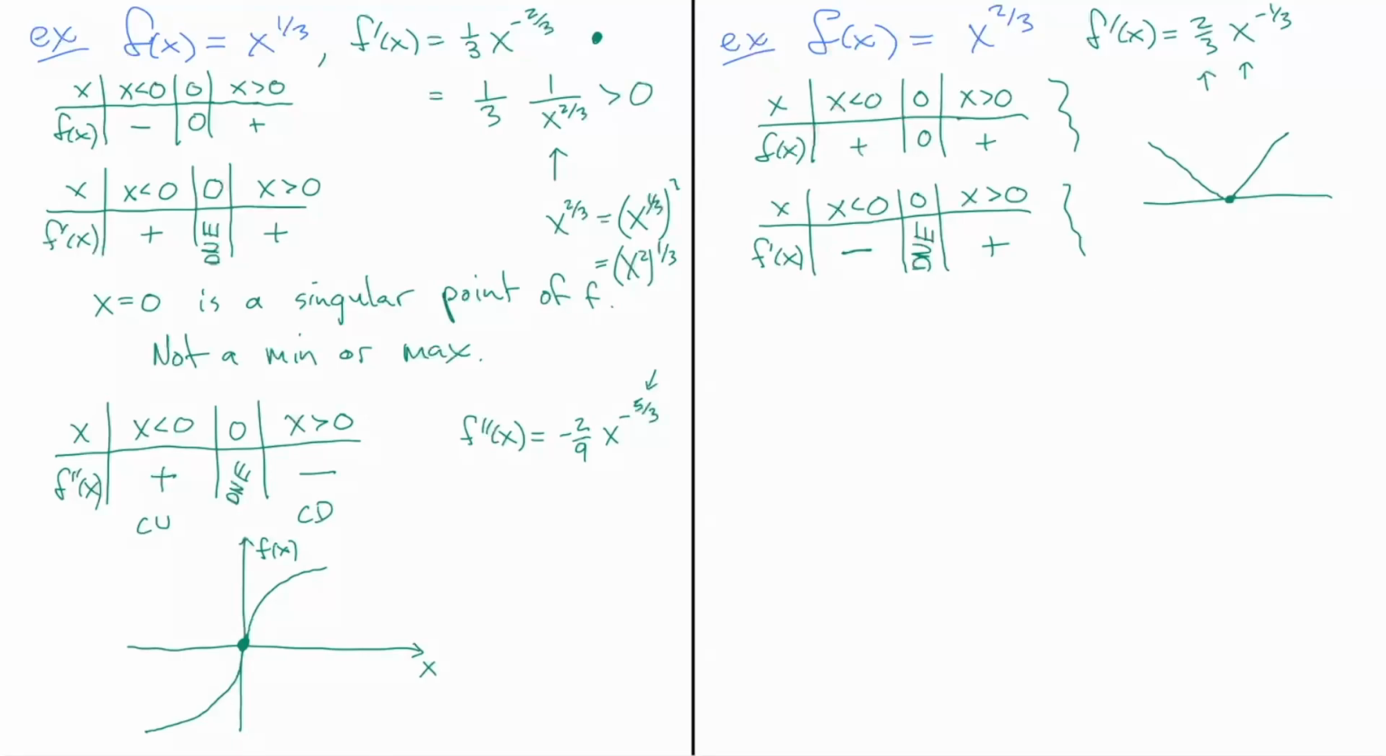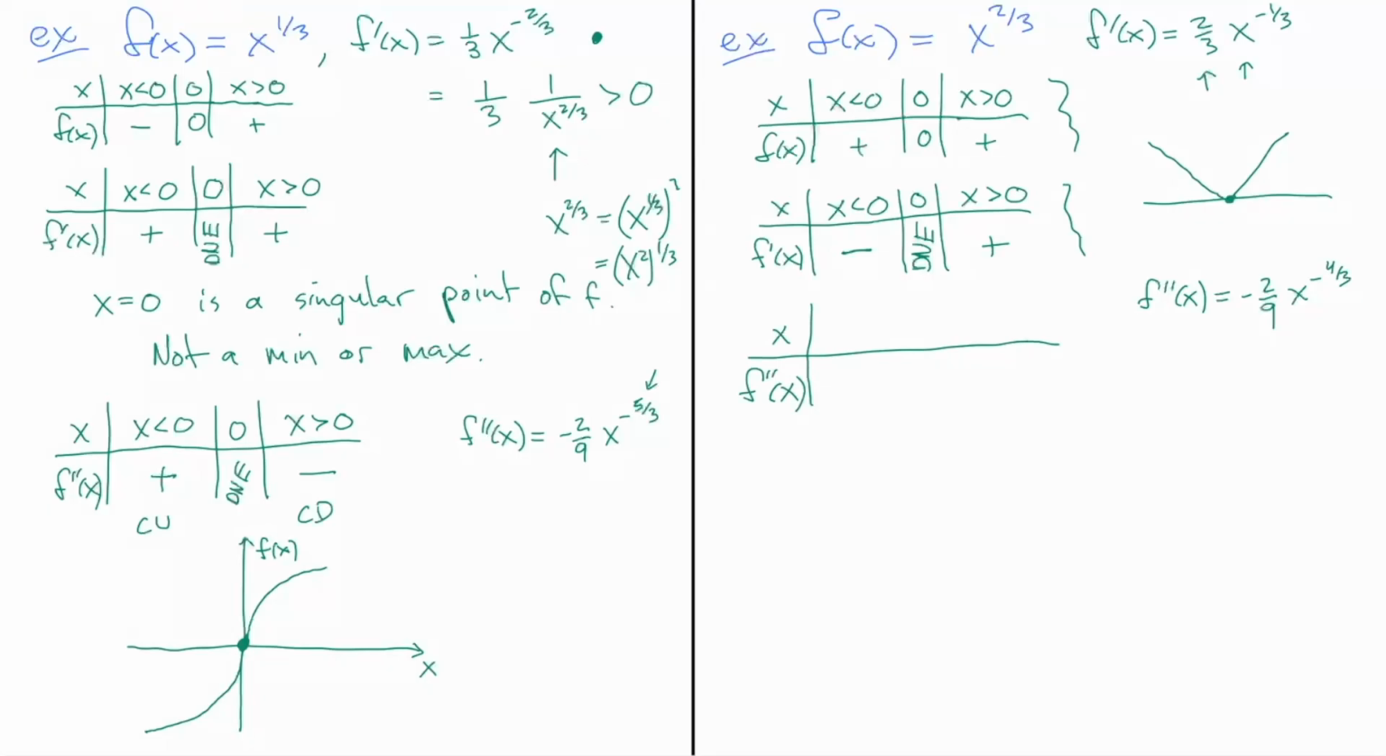So now I'm going to take f double prime of x, and that's going to be minus 2 over 9 x to the minus 4/3. And so we get our table for x and f double prime of x.